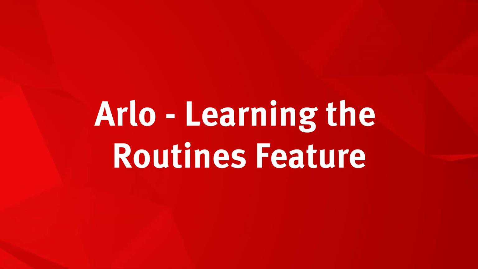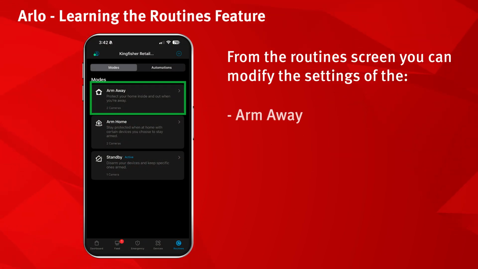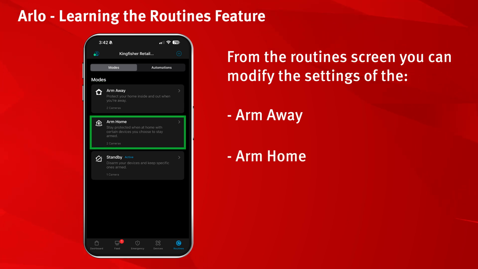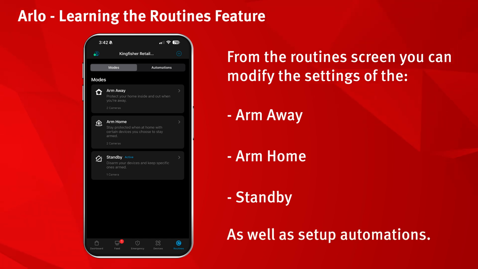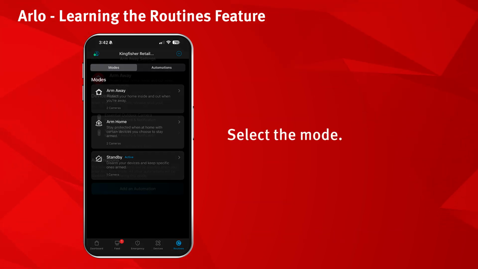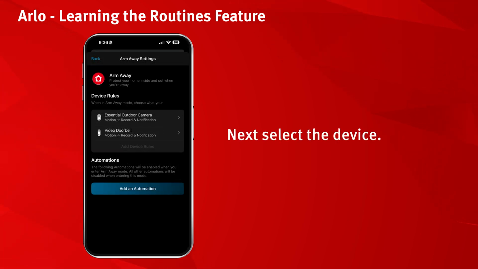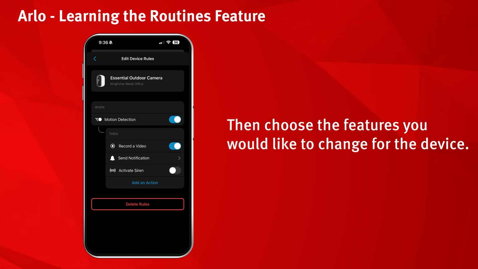Let's get started. From the routine screen, you can modify the settings of the arm away, arm home, and standby modes, as well as set up automations. Select the mode. Next, select the device. Then choose the features you would like to change for the device.